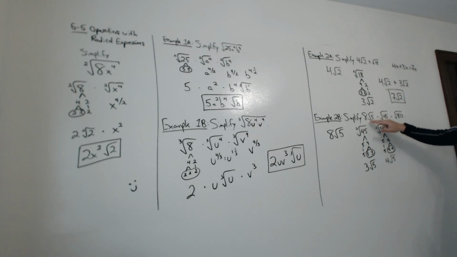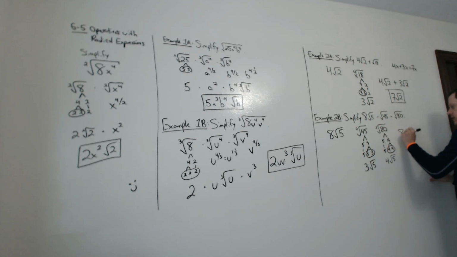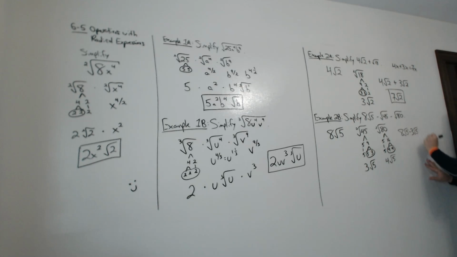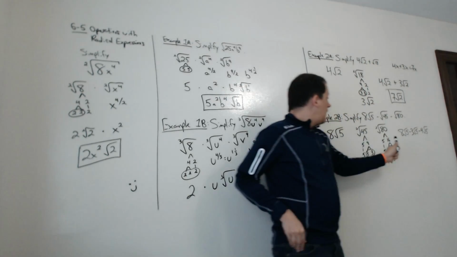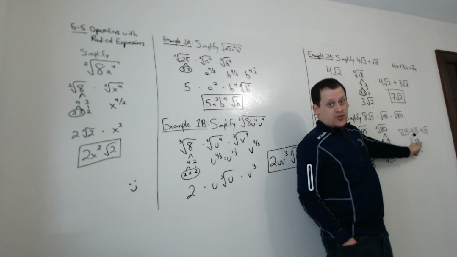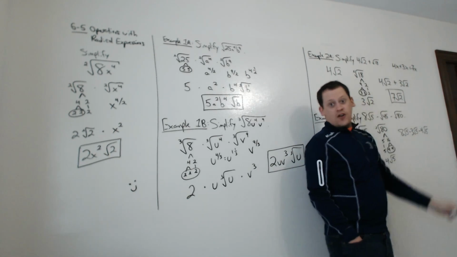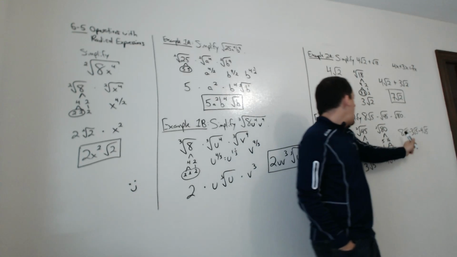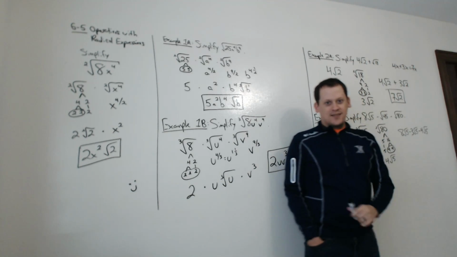So we wanted to take 8 square root of 5 minus the square root of 45, which we know is 3 square root of 5, minus the square root of 80, which is 4 square root of 5. So we've got this. And what we learned from our last problem, and this works with addition or subtraction, if all the numbers under the roots are the same, you're only dealing with the numbers that are outside. So as long as you know what 8 minus 3 minus 4 is, you can get the right answer.